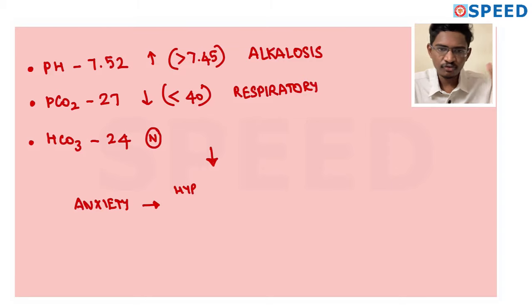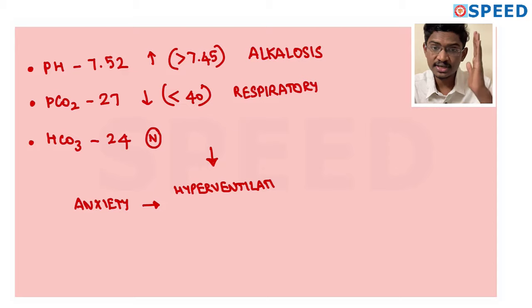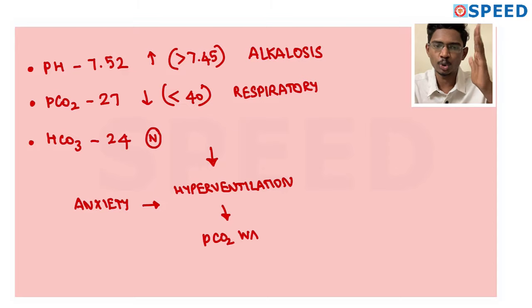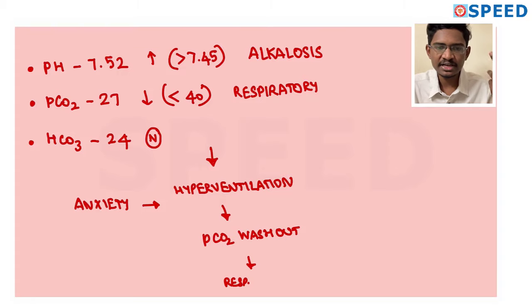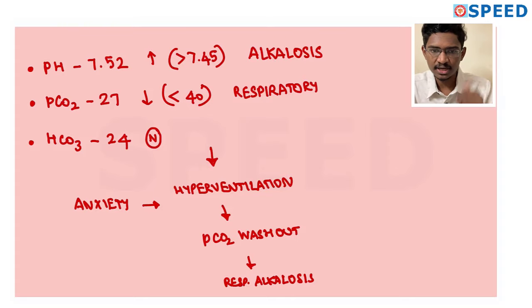PCO2, if it is less than 40, yes, it's 27. So it's obviously going towards respiratory alkalosis. Mostly in hyperventilation, what will happen? PCO2 will be washed off from the body, causing this respiratory alkalosis. So in that, what also will happen?